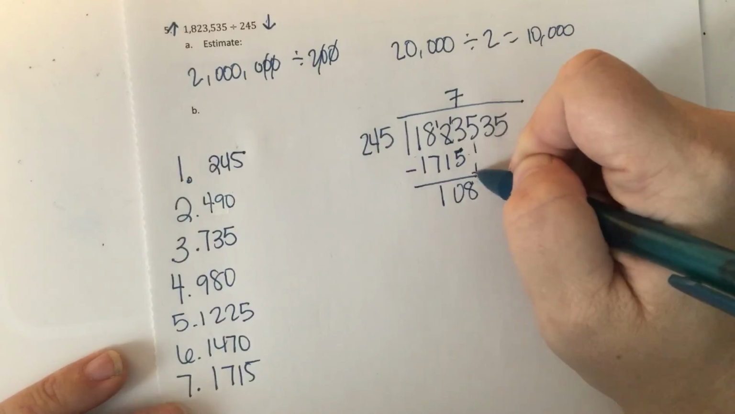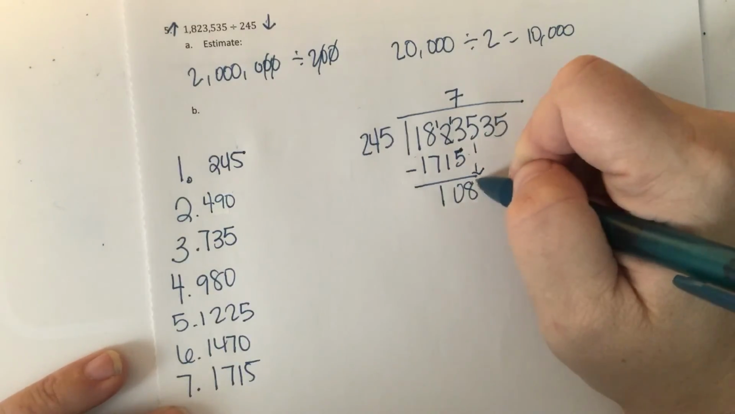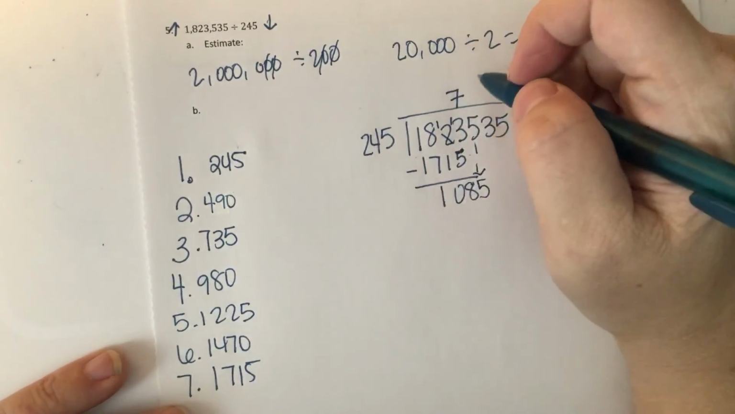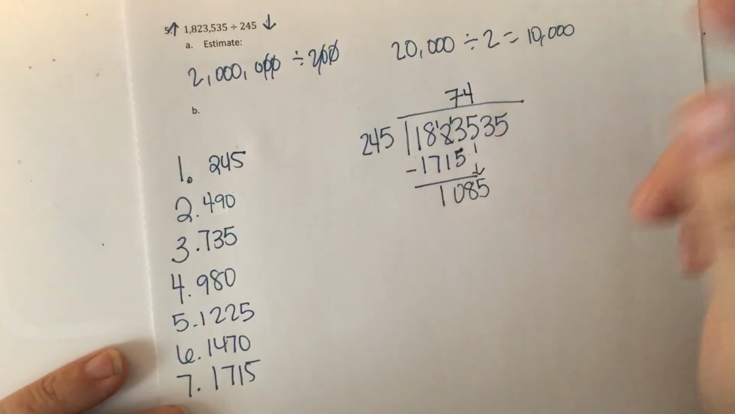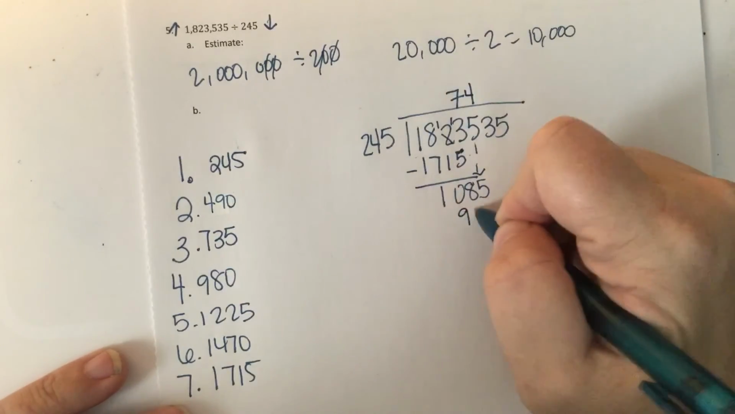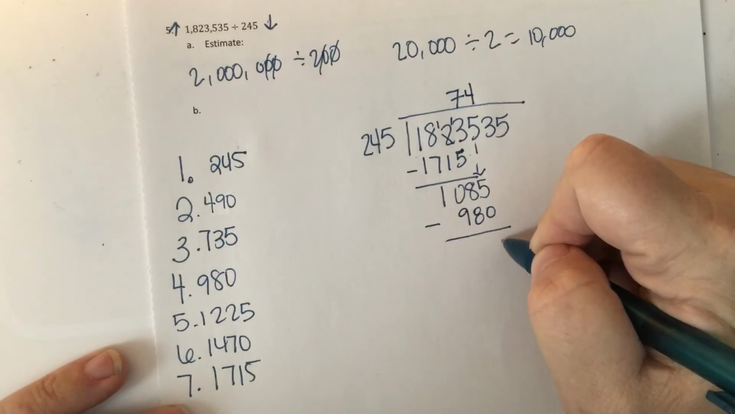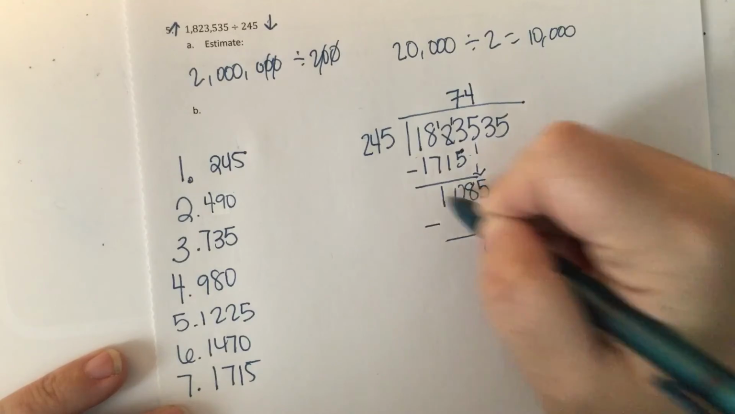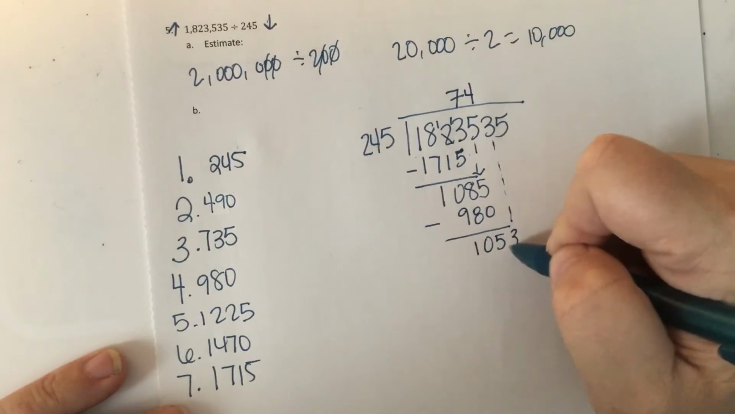Okay. So we're going to go 18, or 1,000. Bring our 5 down. 1,085. I'm going to say 4. What do you think? 4 maybe? Okay. So that's going to be 980, right? 5 minus 0 is 5, take away nothing. 5. 8 minus 8 is 0. 10 minus 9 is 1. We're going to bring down our 3.